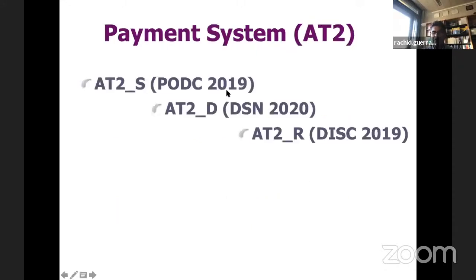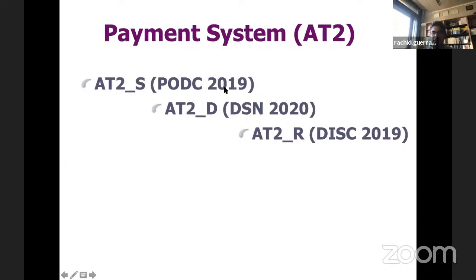First, we have proven what I claimed, which I didn't show. We have proven in PODC 2019 that the consensus number of the payment object is 1. It's a very, very simple object, okay? Just like the counter. Simple does not mean that you don't need to think about it hard. It simply means you don't need consensus to do it. Okay, so this is our PODC 2019 paper.